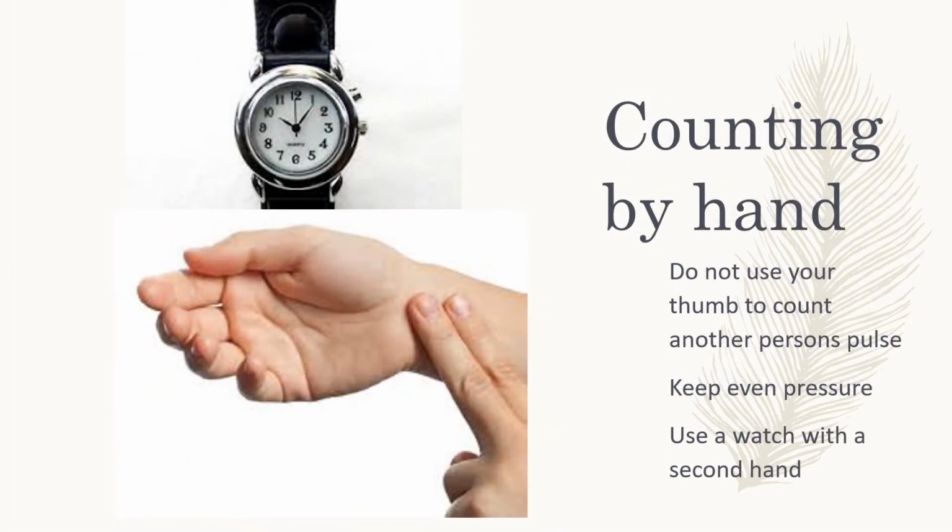So you count your pulses by hand. You do not want to use your thumb to count another person's pulse. Keep your pressure even and use the watch with the second hand. Of course, you would want to count it for the full minute if possible. Especially with irregular heart rates, you may not get an accurate reading if your heart rate's irregular and you don't count it for the full minute.